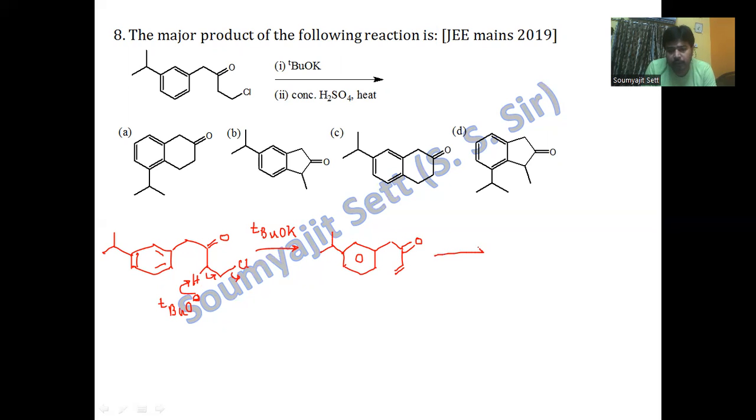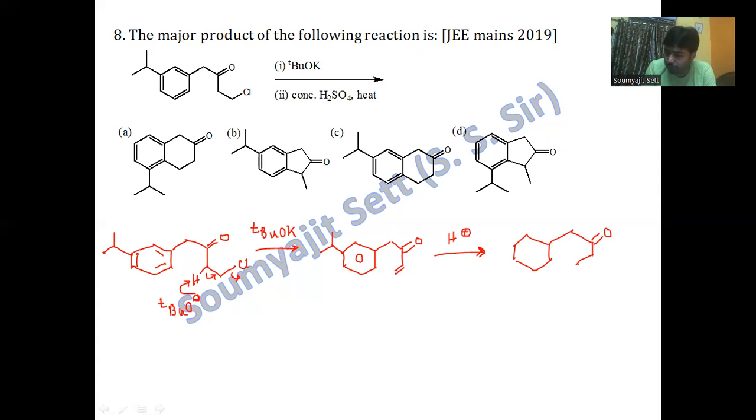Okay. Next, in the next step, concentrated H2SO4, that is H plus. H plus will protonate this double bond. And what will happen? We will get a carbocation. Now the question is, at which position will the carbocation form? It can be formed at this position or at this position.